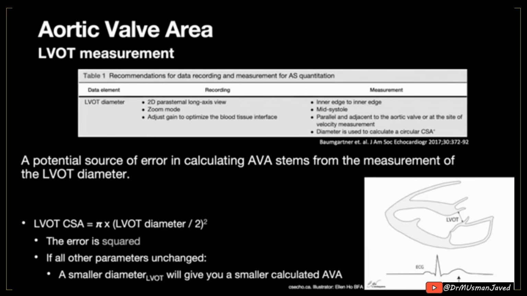Because as you can see, when you have a difference in the LVOT, if there's an error, the error is squared. So if all your other parameters that you've plugged into your formula are the same, a smaller LVOT diameter will give you a smaller calculated aortic valve area. So sometimes when you're looking at studies and you see that there's a big difference, a big jump in the findings from, let's say, 2 studies that are a year apart, make sure that the LVOT is not what's accounting for the big difference in the aortic valve area. So remembering to trace it in parasternal long axis, in the zoom mode, in mid-systole, inner edge to inner edge.